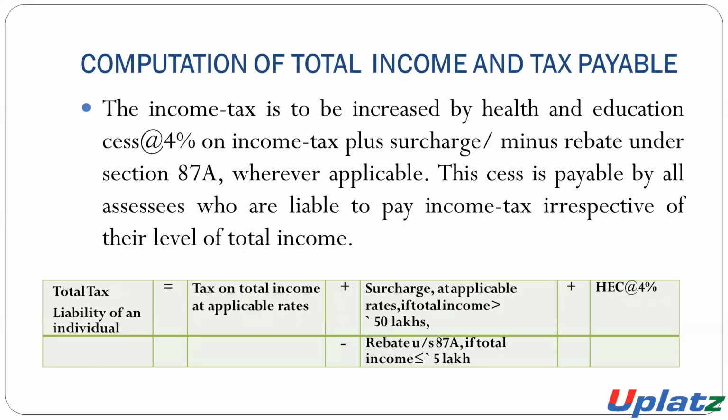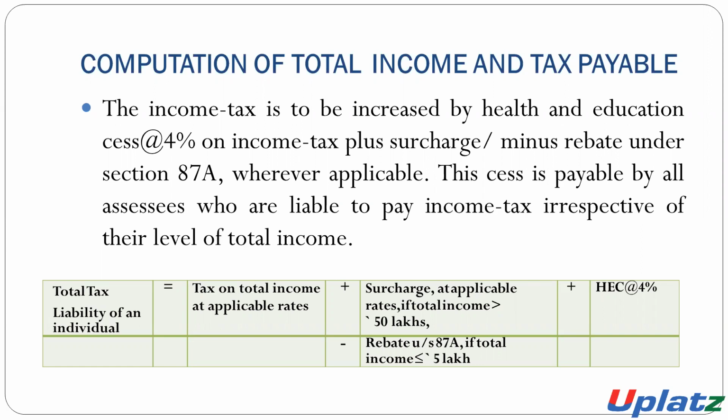The rate of the health and education cess is 4%, and it will be calculated on the amount of income tax, means income tax plus surcharge less rebate under section 87A. It will be calculated on the net amount of tax, the total amount of income tax.